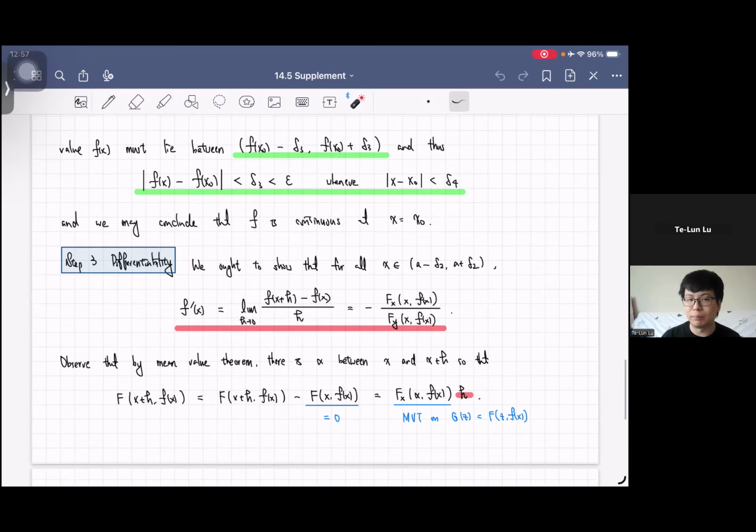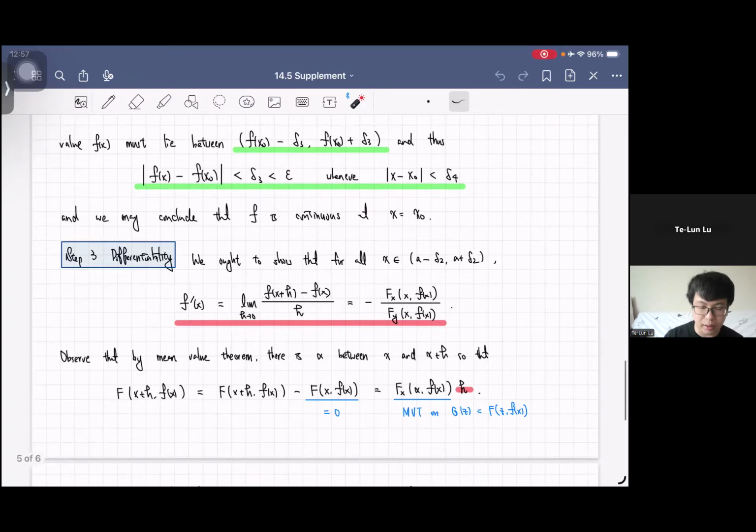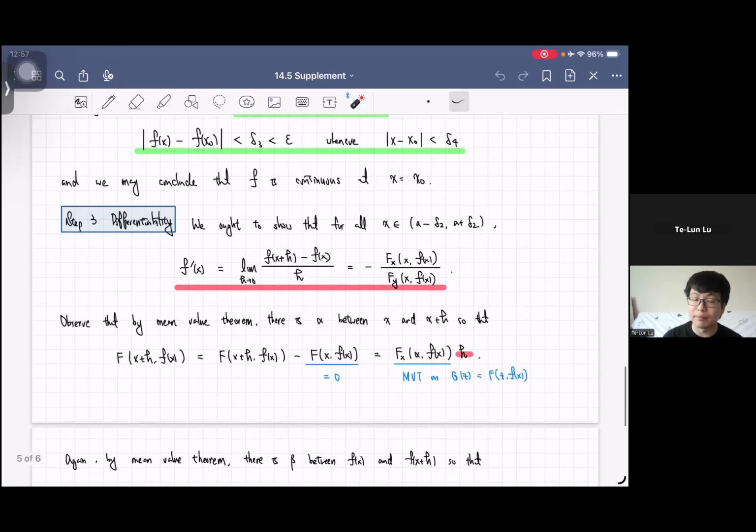Okay, that is differentiability, and this is quite direct. Basically, everything regarding differentiability, the derivative, is about the mean value theorem. So let us first go through this argument. We want to show that, again, for every x that belongs to the domain, a minus delta 2, a plus delta 2, we always have f prime of x, which is this guy, given by minus fx divided by fy, evaluated on the corresponding point. So let us first look at some observation.